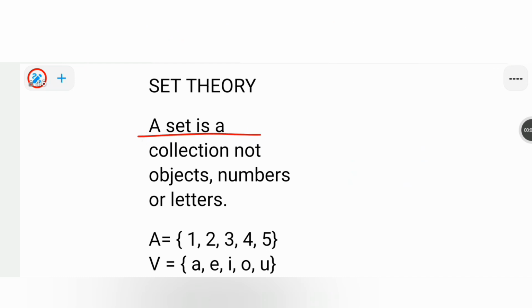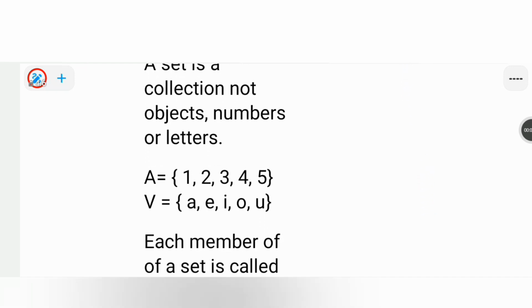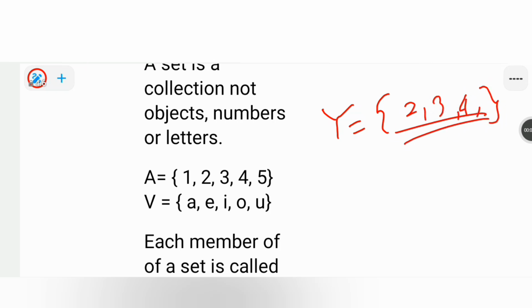A set is just a collection of objects, numbers or letters. Maybe they share a common characteristic. An example of that is the set A equals {1, 2, 3, 4, 5}. If you have something like set Y equals {2, 3, 4}, this is a set, just a collection of letters or numbers enclosed in curly braces. This is the curly brace here.